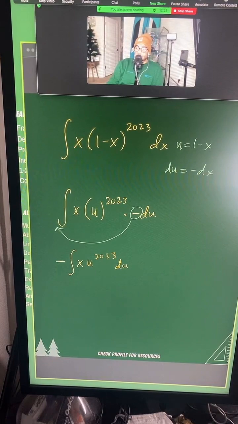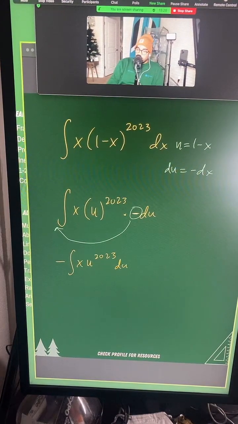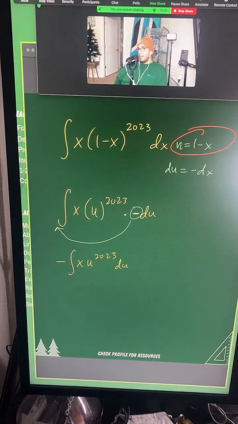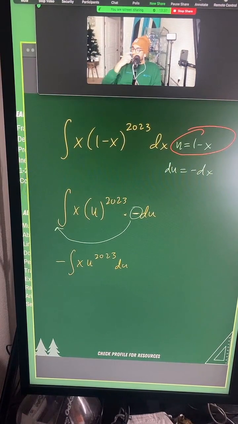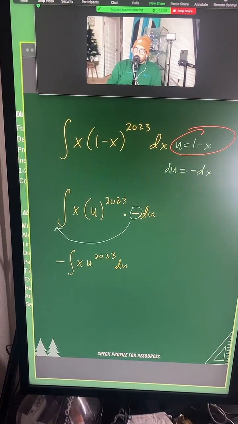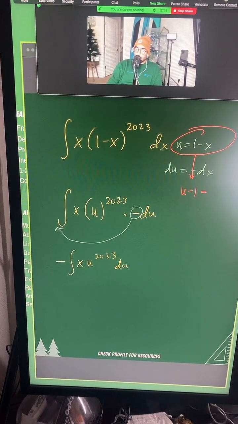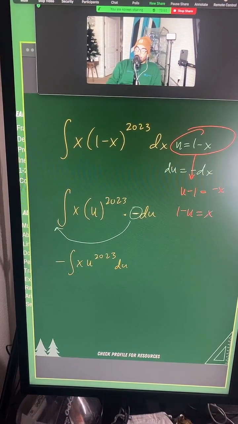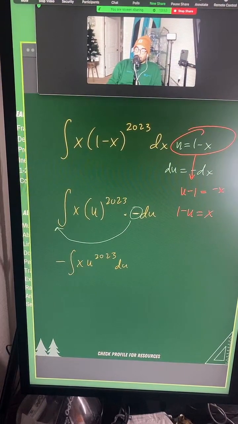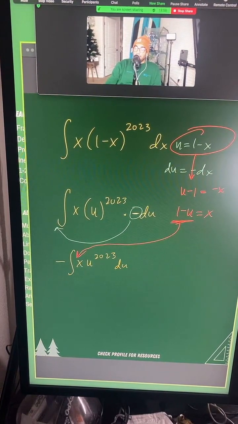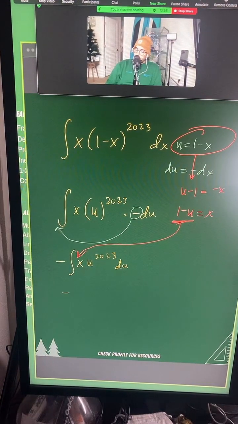But don't forget, this is where you have to be a little clever sometimes. I'm going to go ahead and make, look at that, u is equal to 1 minus x. And then I'm going to subtract the 1 to the other side, so I get u minus 1 is equal to negative x. And then multiply everything by negative 1 to get 1 minus u is equal to x. And that's going to help me substitute that in for this x here. So this is what I have. Negative integral of 1 minus u times u to the power of 2023 du.